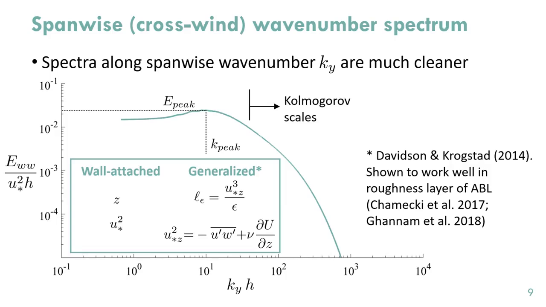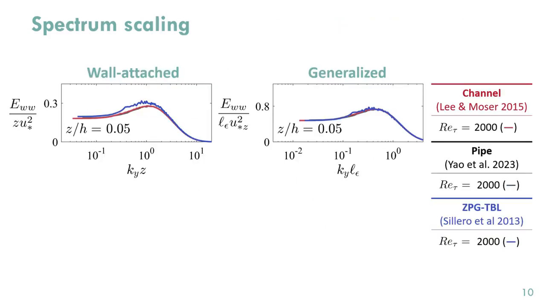So instead of u star, we now have u star z, where u star z includes both the turbulent momentum flux and a viscous component, which is required due to the fact that we're looking at direct numerical simulations which only have modest Reynolds numbers. So this viscous contribution is non-negligible. So what we're going to do now is look at the span-wise wave number spectra normalized with these two scaling options. On the left, we have the wall-attached scaling parameters used to normalize E and the wave number. And on the right, we have the generalized scaling parameters.